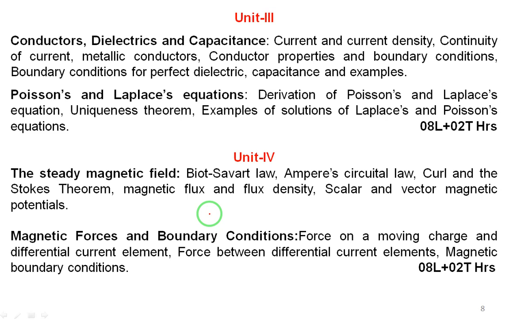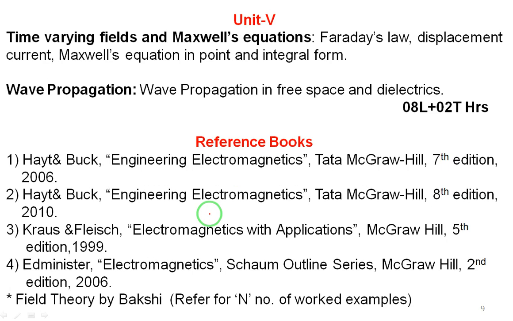In Unit 3, once again there are 2 chapters, of 10 hours. The first one is conductors, dielectrics and capacitance, and Poisson's and Laplace equations is the second chapter. In Unit 4, once again there are two chapters, totally of 10 hours. The study of magnetic field, then the second one is magnetic forces and boundary conditions. In Unit 5, we have once again two chapters: time varying fields and Maxwell's equations, and the second chapter is wave propagation, totally of 10 hours.